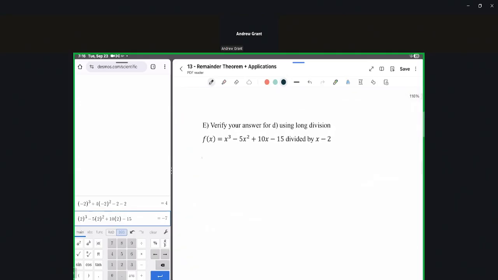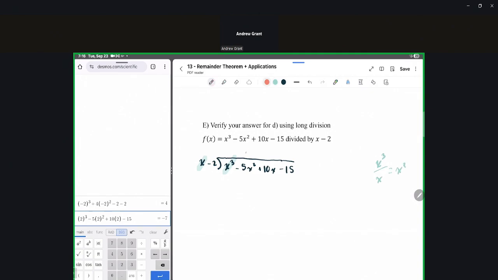Okay, so we're going to take our x minus 2 and we're going to divide it into x cubed minus 5x squared plus 10x minus 15. And so first thing we want to ask ourselves, I think we want to be consistent, use green. How many times does x go into x cubed? And the answer to that question is x cubed divided by x is x squared.